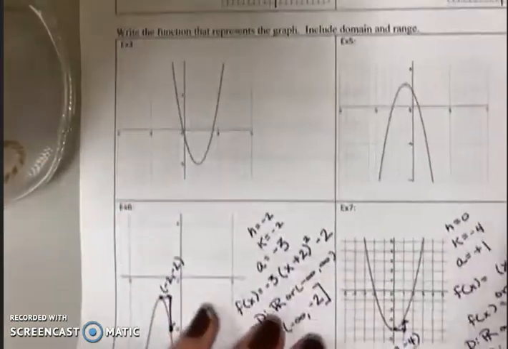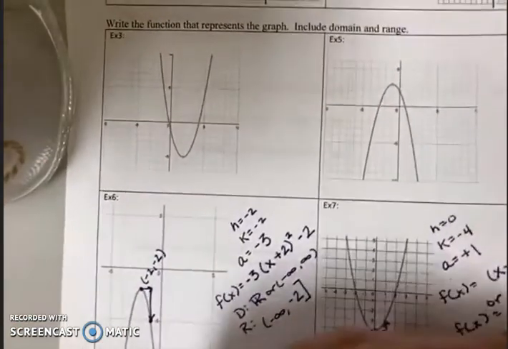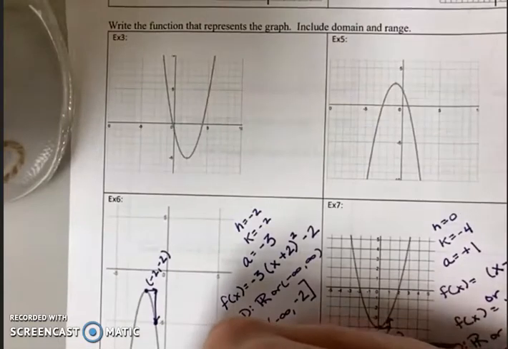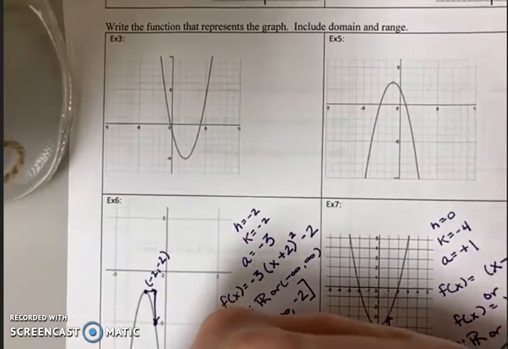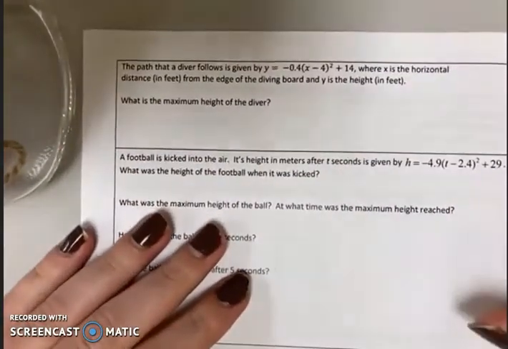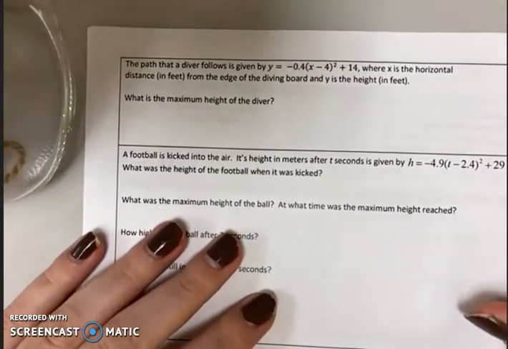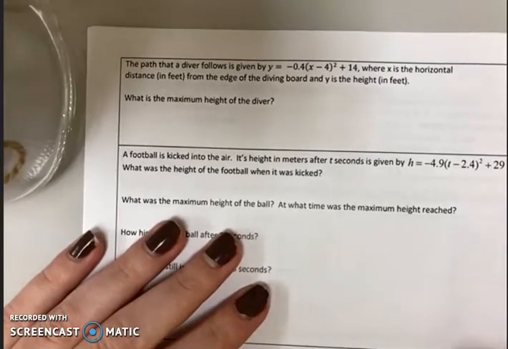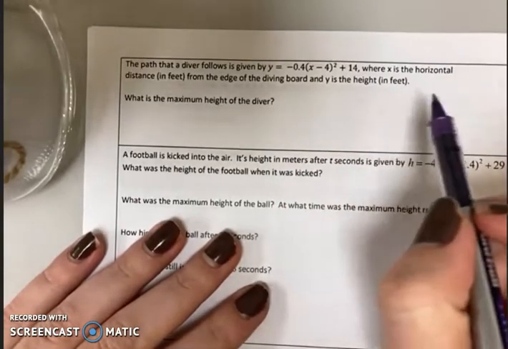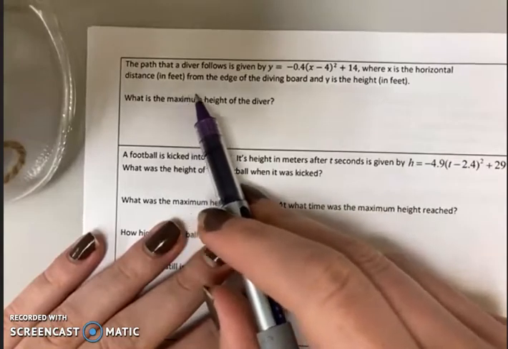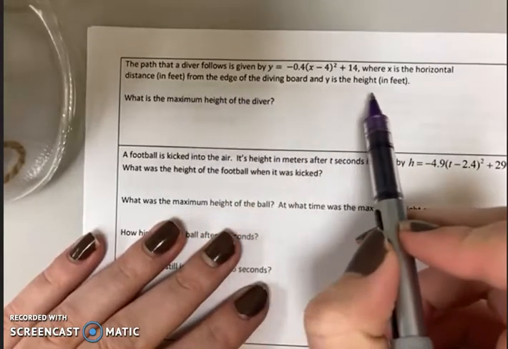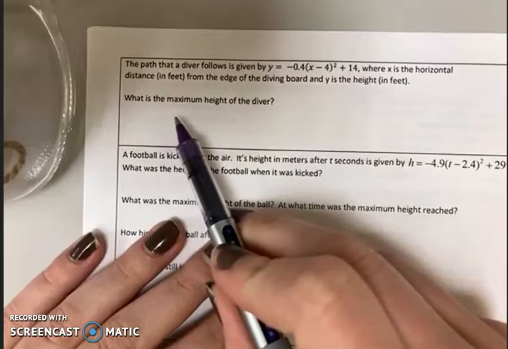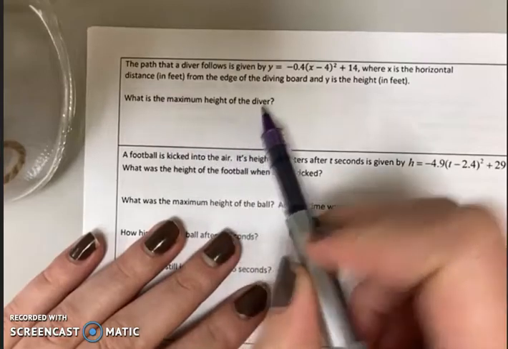Okay. I feel like those would have gone okay. What people may have struggled with is the word problems. That's usually what gets people the most. Let's start with this first one here. It says that the path that a diver follows is given by this equation, where x is the horizontal distance in feet from the edge of the diving board and y is the height in feet. What is the maximum height of the diver?